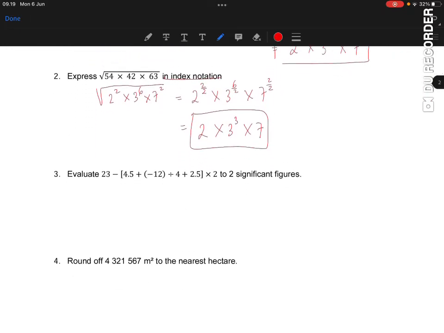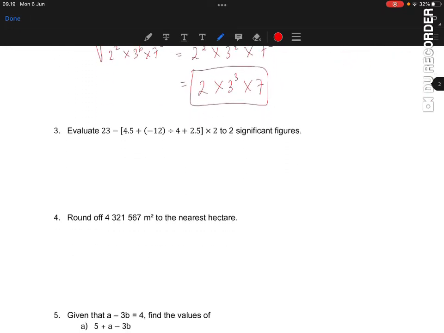Move on to the next one, number 3. Remember, we are not allowed to use a calculator, so please do it using your brain, okay? For number 3, you need to evaluate these two significant figures. Remember the order of operations, guys. PEMDAS.